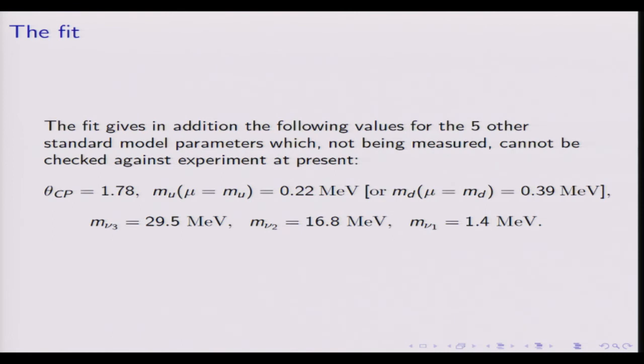In addition, those were the numbers we could compare with the experiment. But in addition, we also got 5 other standard model parameters, such as the theta CP. There's not much significance at the moment of this number. What I want to say is that it is of order unity. Since it's just a coupling constant, that's the sort of thing you expect, and not 10 to the minus 19 or something. And then the MU, as I said, we were off, or MD, but the ratio is okay. The Dirac masses of the 3 neutrinos, that's not known, of course.